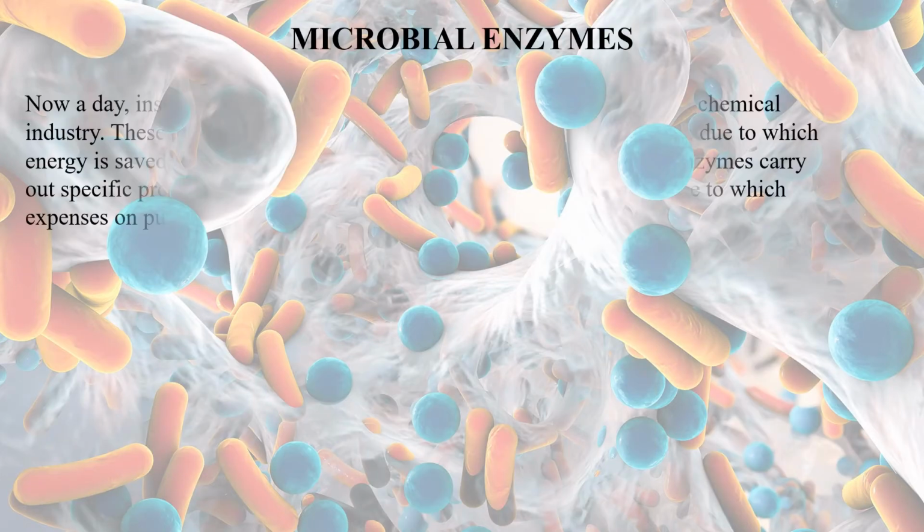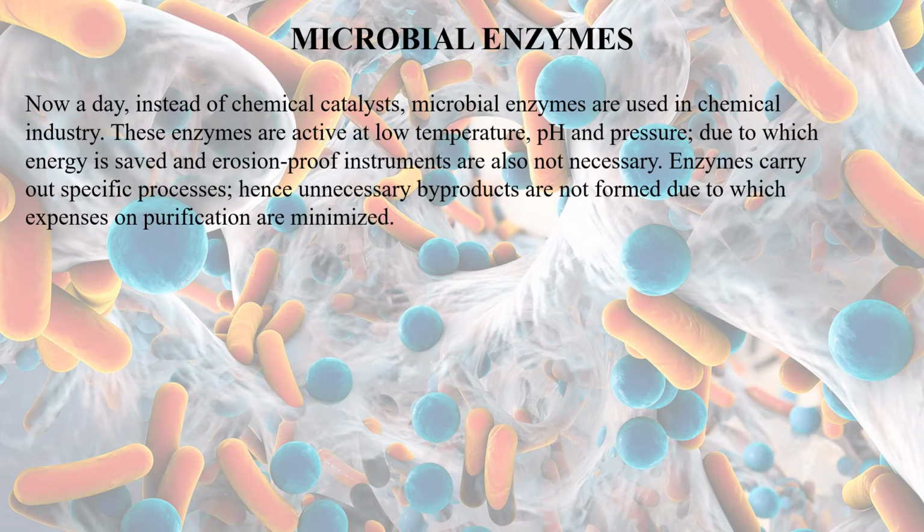Microbial enzymes. Nowadays, instead of chemical catalysts, which help to increase the speed of the chemical reaction and make it much faster. Okay, so I hope now you know the meaning of catalyst. Microbial enzymes are used in the chemical industry. These enzymes are active at low temperature, pH and pressure, due to which energy is saved and erosion proof instruments are also not necessary.